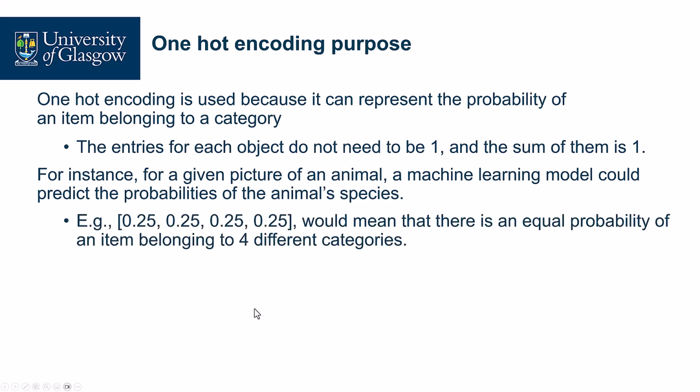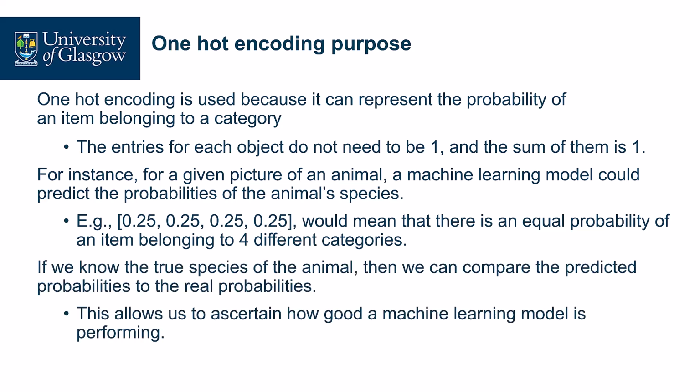So sometimes we may have this: all 4 categories at 0.25. This means equal probability of these 4 categories. Previously, what we have seen is 1, 0, 0, 0, or 0, 1, 0, because we know the true species of the animal, right? So we can put it like that. But a machine learning model will predict different probabilities for each category. And if we know the true species, we can compare it with the predicted probabilities. Then we can know whether the machine learning model is good or not.